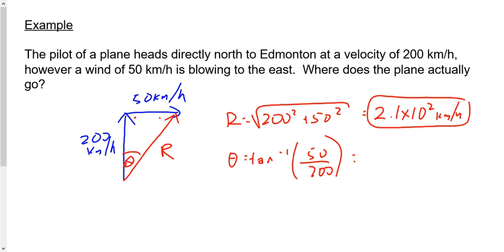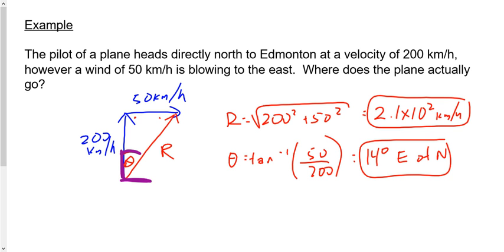Anybody solve for that? 14 degrees, and that would be 14 degrees east of north, because you can see here, I'm going north and I'm going east, but I'm measuring my angle from the north, so it would be east of north. So I aim to the north, but there's a wind that takes me to the east. So where do I end up going? At 14 degrees east of north at a velocity of 2.1 times 10 to the 2 kilometers per hour.